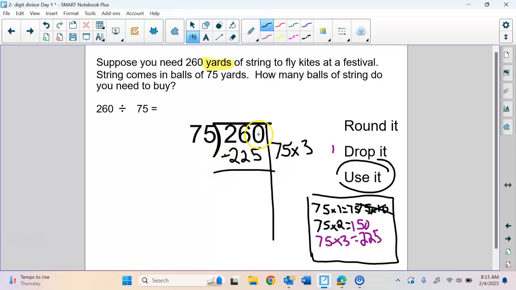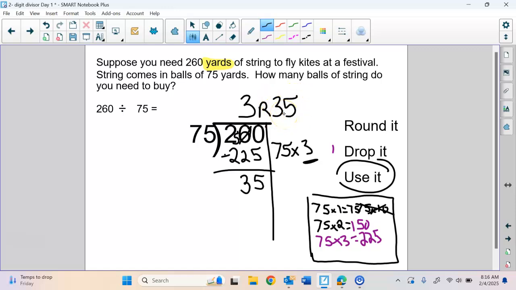I have nothing, 0, I cannot subtract 5. So I'm going to regroup. This becomes 5. This becomes 10. 10 minus 5 is 5. 5 minus 2 is 3. 2 minus 2 is nothing. So then I have 35. Can't make any more groups of 75. So right now, my answer is 3, remainder 35.